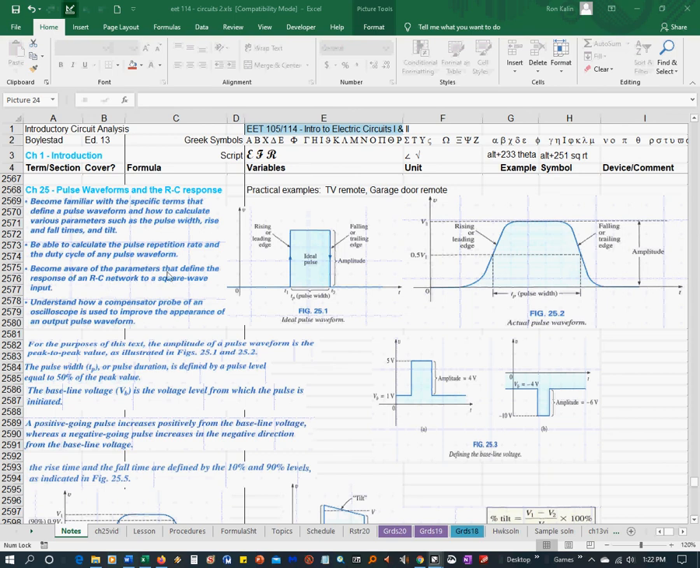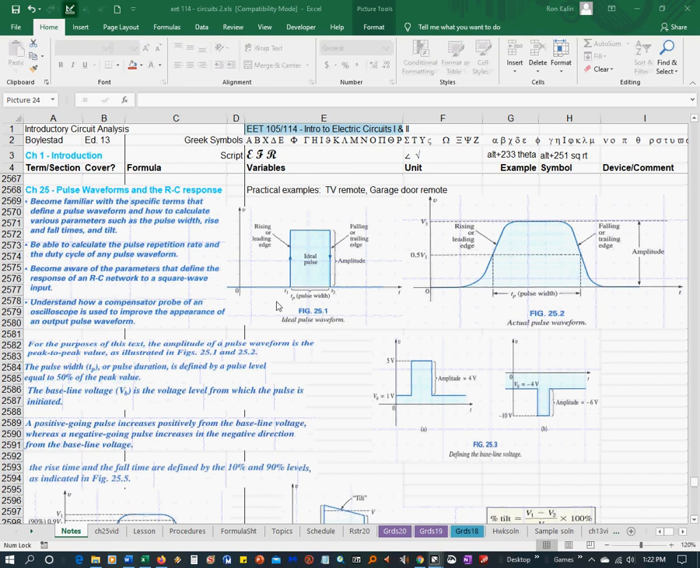Become aware of the parameters that define the response of an RC network to a square wave input. Understand how a compensator probe and an oscilloscope is used to improve the appearance of an output pulse waveform.